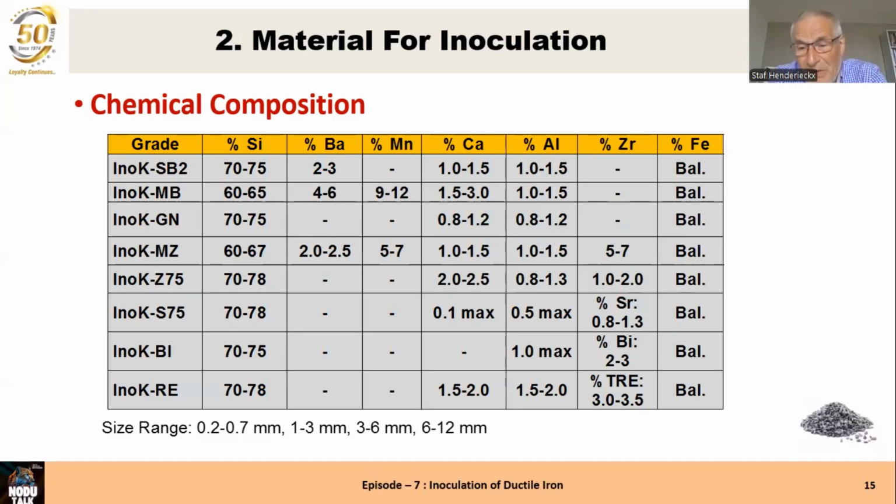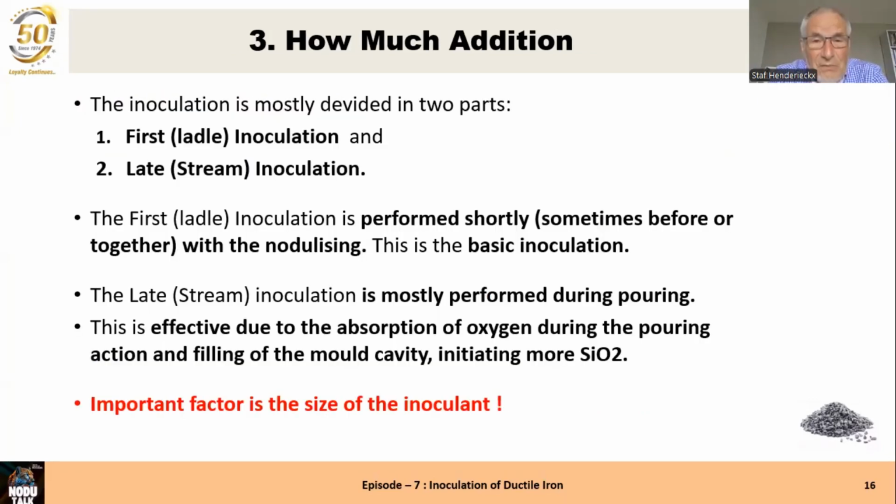You have strontium there in the bottom, you have bismuth, and then the TRE is total rare earths, 3 to 3.5%, only for thin casting such high percent. So how much do we have to add? We must realize that we do it mainly in two parts, the inoculation. There is a third part, we come better on it, that's the conditioning, but we will talk later on. First part is in the ladle, the second part is in the late inoculation, the stream inoculation.